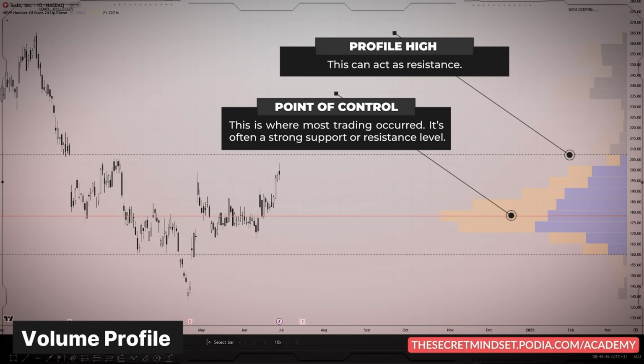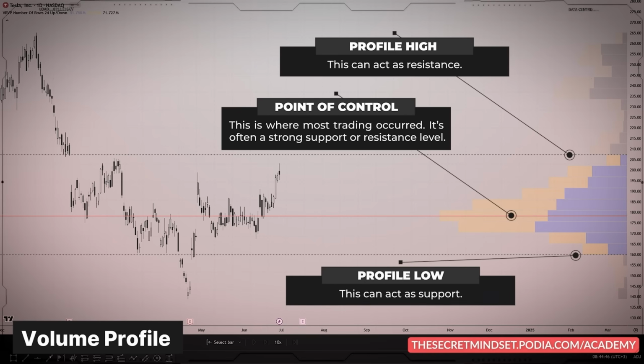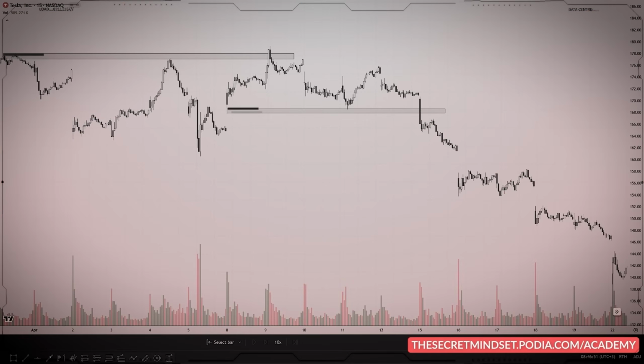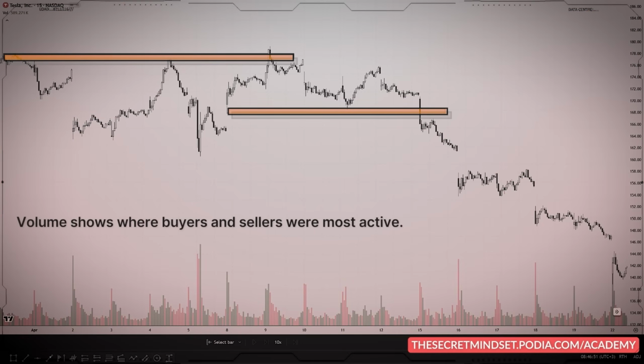Then, the profile high. This can act as resistance. And lastly, the profile low. This can act as support. These levels matter because they show where buyers and sellers were most active. They're like battle lines where the big players fought over price.